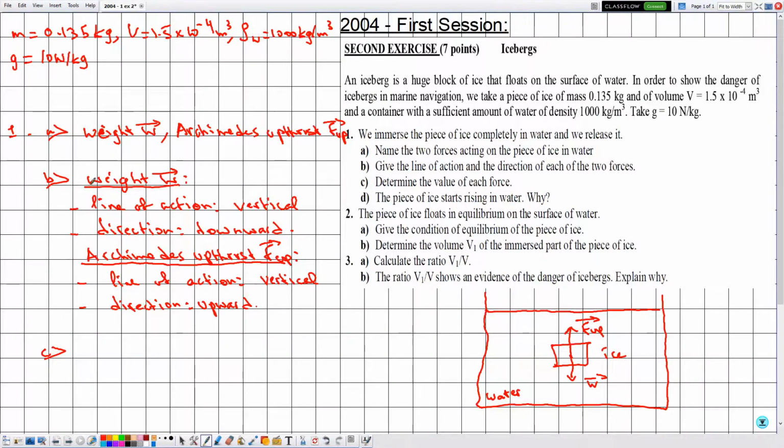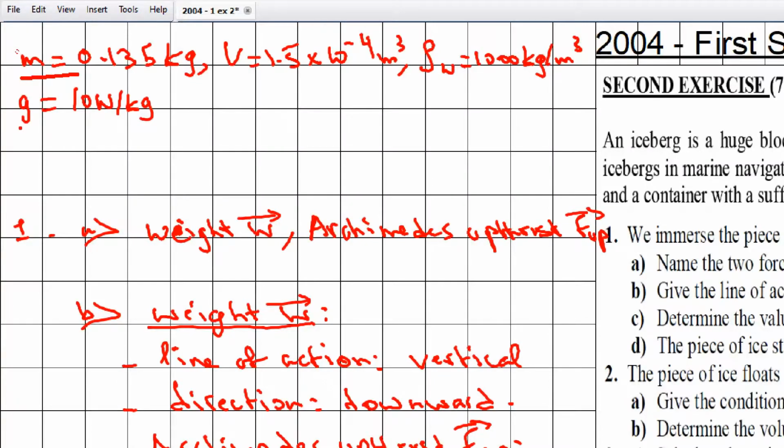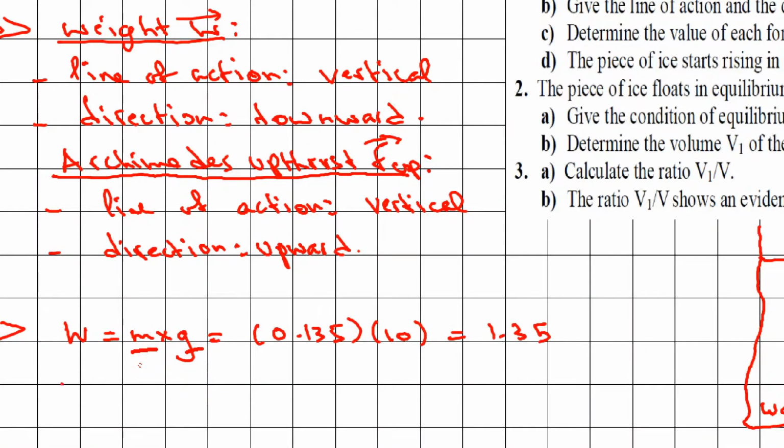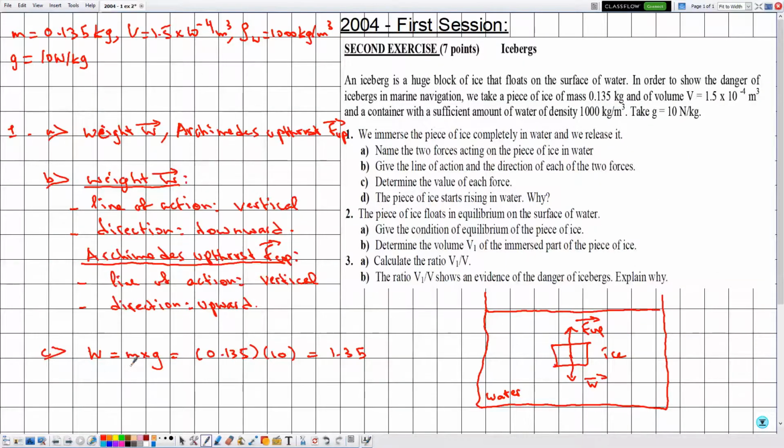So now the magnitude of the weight, knowing the mass and g, and knowing that this weight represents the real weight, can be determined using W equal to m multiplied by g. The value of m is 0.135. The value of g is 10. Plugging this on the calculator, the value of the weight is 1.35. Since both m and g are expressed in the SI, the value of W will be in the SI, which is in newtons. Then the value of the weight is 1.35 newtons.